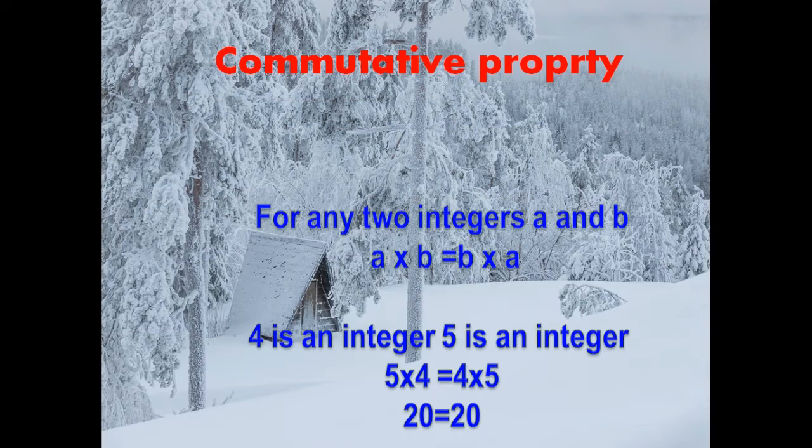Next, go for the commutative property. What is the commutative property? For any two integers a and b, a into b is equal to b into a. Here I am taking one example: 4 is an integer and 5 is an integer. Their multiplication: 5 into 4 is equal to 4 into 5. 5 4s are 20, and 4 5s are also 20. Left side 20, right side 20. Both sides we got the same answer, a into b is equal to b into a, which means the commutative property is true under multiplication.